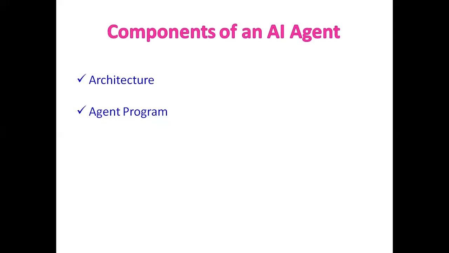What do you mean by architecture? Architecture of an AI agent outlines the structure that enables it to interact with the environment. It includes components such as sensors, actuators, and agent program. The architecture defines how these components work together to process inputs and produce actions. Different architectures can be used based on the agent's tasks, such as reactive, deliberative, or hybrid models.